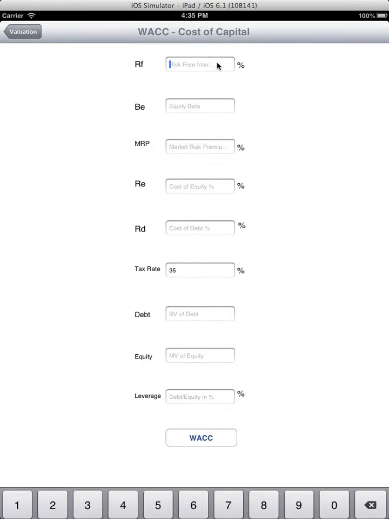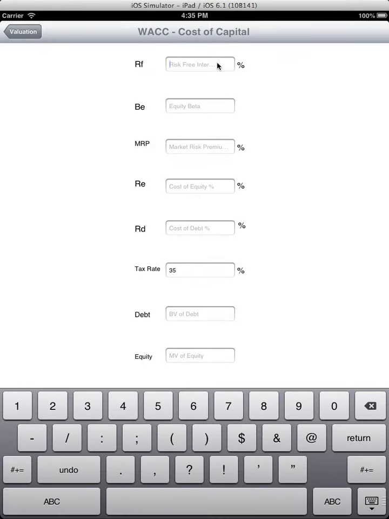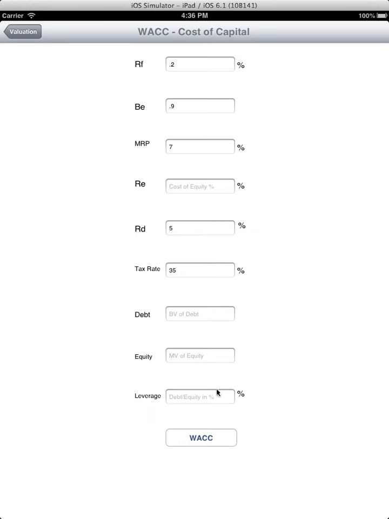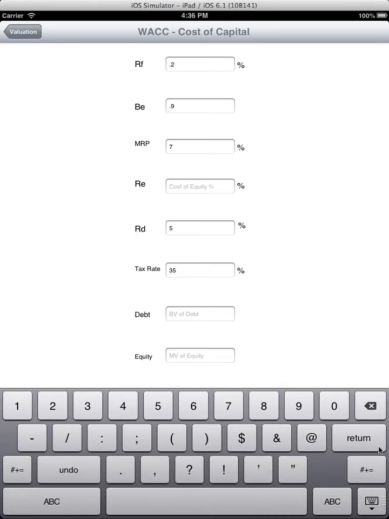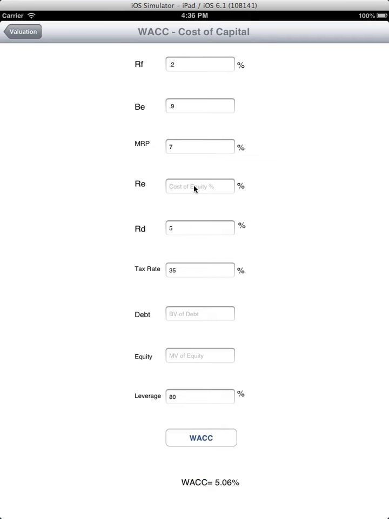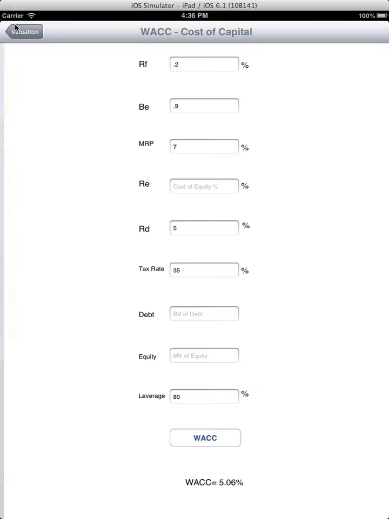Cost of capital using WACC. So the risk-free rate RF is 0.2, and either we can supply the equity beta, say for example 0.9, and the market risk premium is this, so that gives us the RE, and you can have the cost of debt, and you can supply the leverage, say 80% leverage, and then we'll calculate the cost of capital. Either you can specify all three parameters above, or you can specify RE or RD, and similarly you can specify either the debt or equity or leverage.